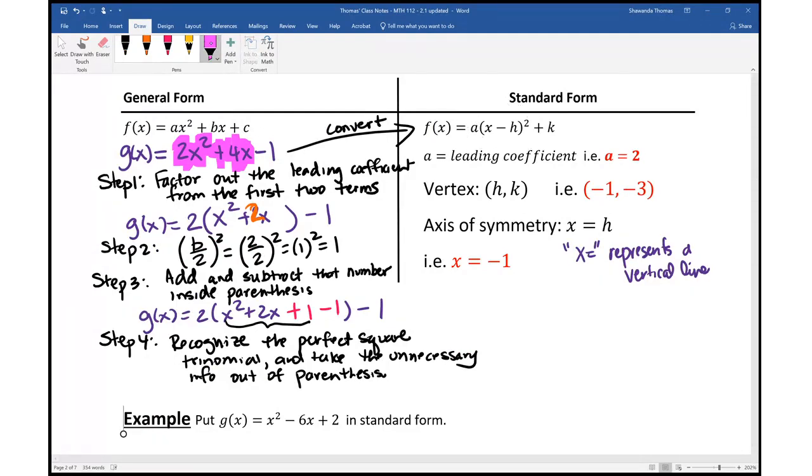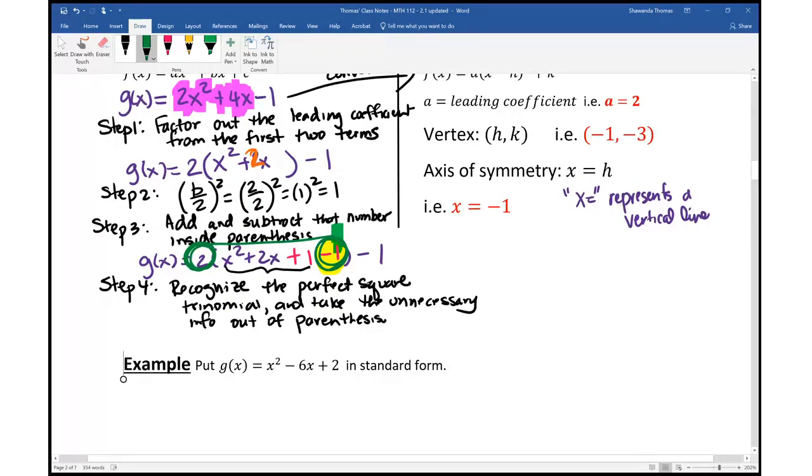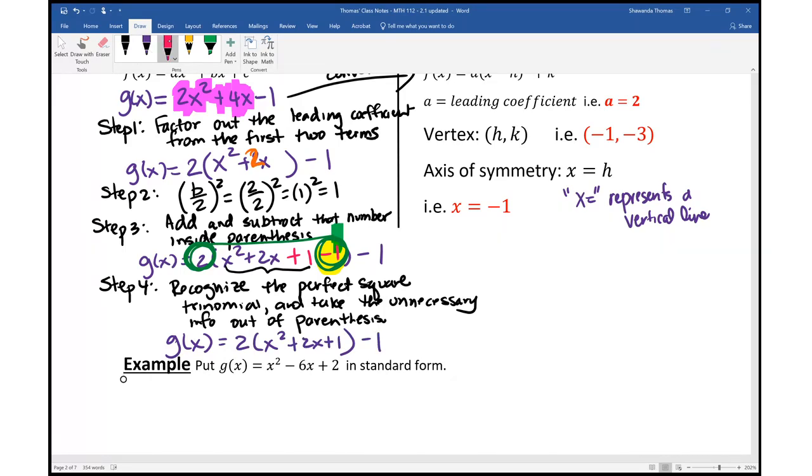So what we're going to do is take out this part right here. We don't need it. But when we take it out, we have to recognize and not forget that this is attached to the 2. So when we take it out, we have to multiply these two things and take it out. So that's why we are going to get now g of x equals 2 times x squared plus 2x plus 1. Close that up, minus 1. But on the outside, it's going to be 2 times negative 1, which is negative 2.